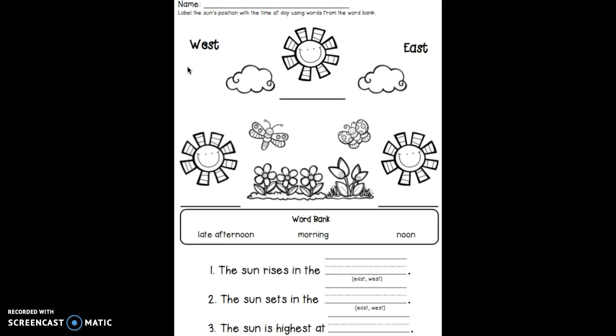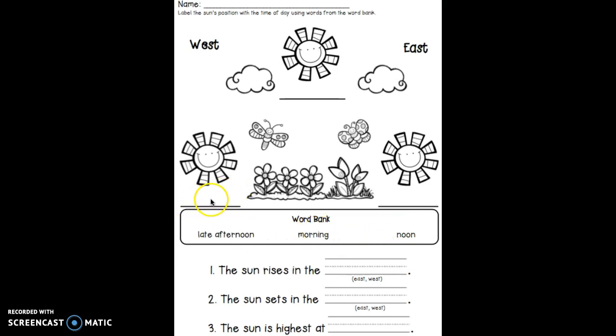This says, label the sun's position with the time of day using the words from the word bank. I gave you a word bank down here. This says late afternoon, morning, and noon. You have to use these three words and figure out where they go.